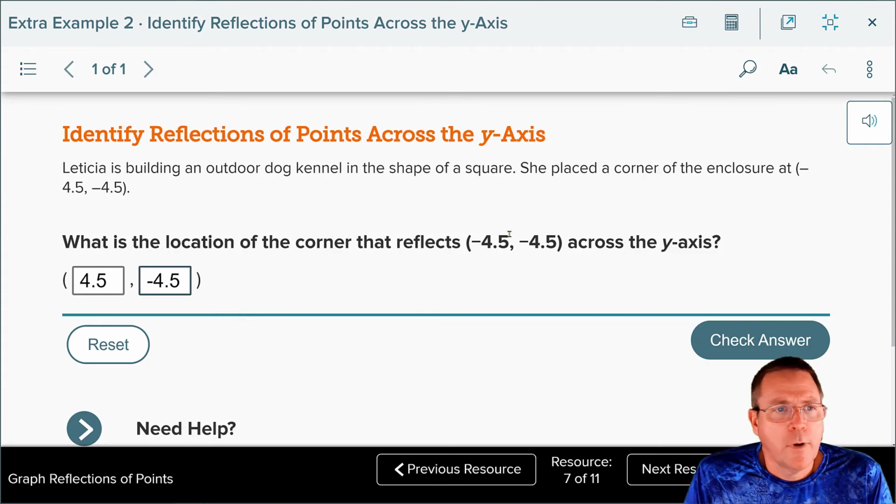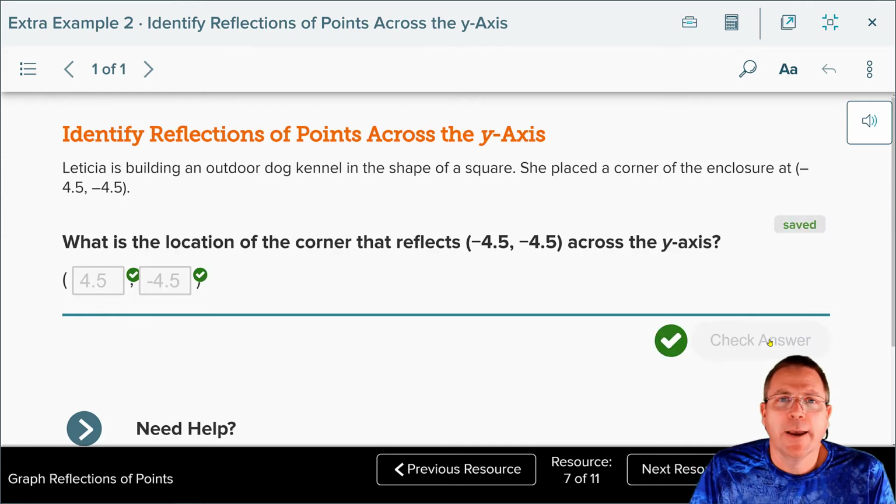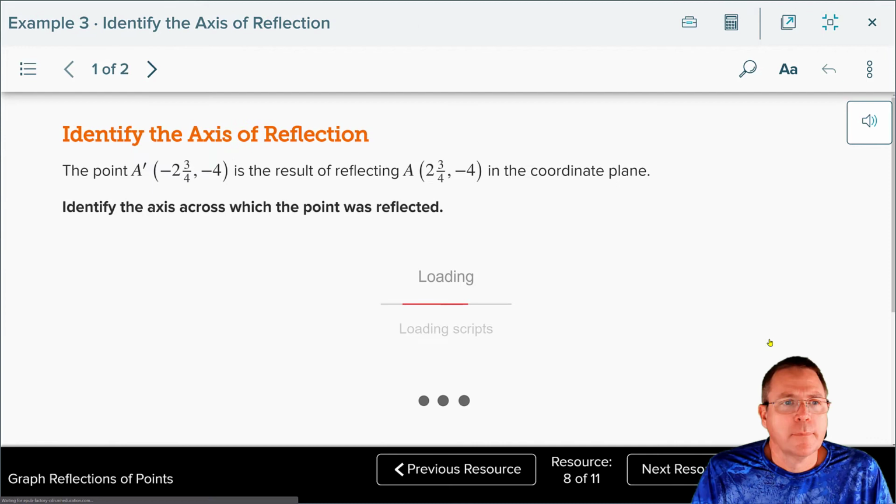I think I might have read the numbers wrong. It was negative 4.5. Negative 4.5 was what we were starting with. Of course, we know when we reflect across the y-axis, the only thing that changes is the sign in front of the x. So we were at negative 4.5. Our prime value is going to be at positive 4.5 for the x. The problem checks. Easy math. Nothing to do on this stuff.